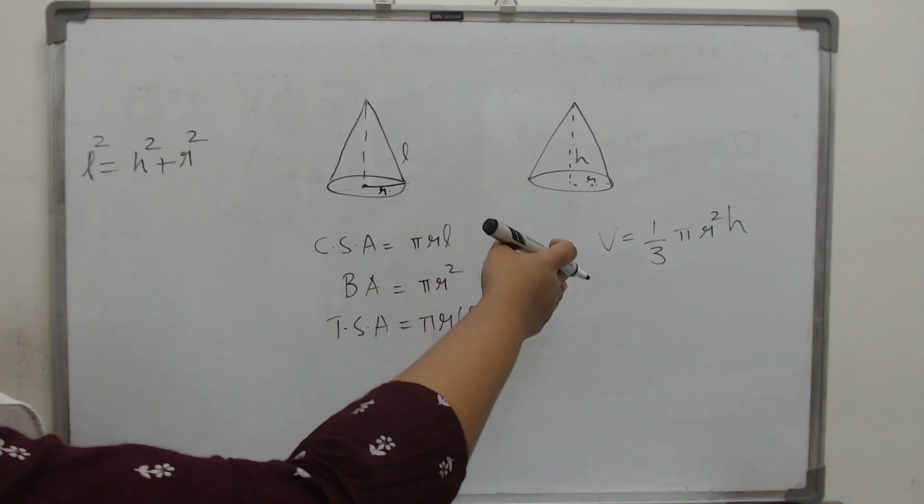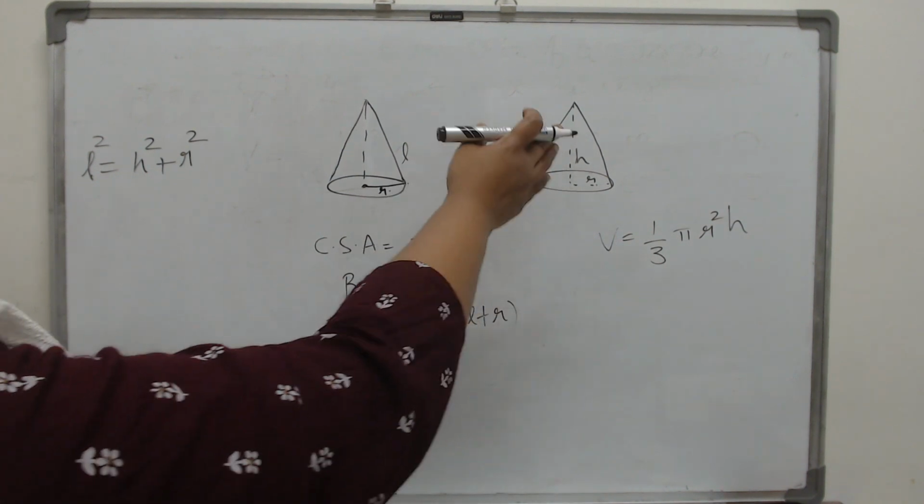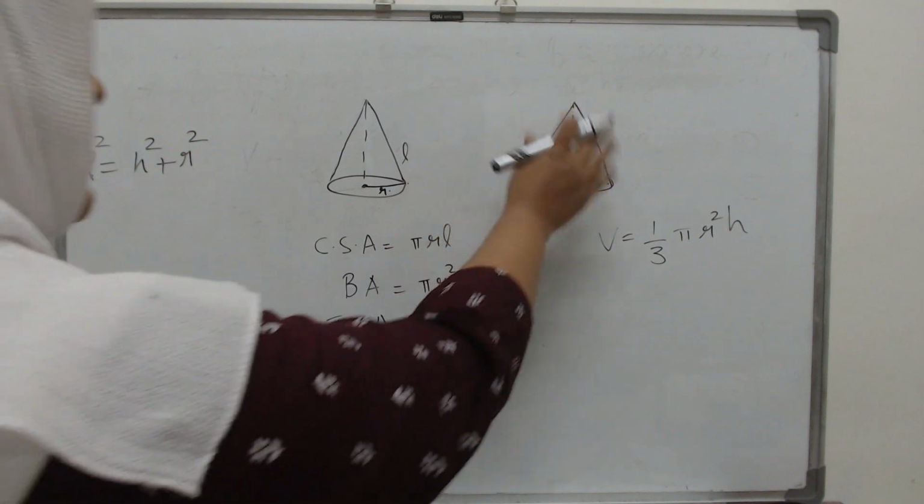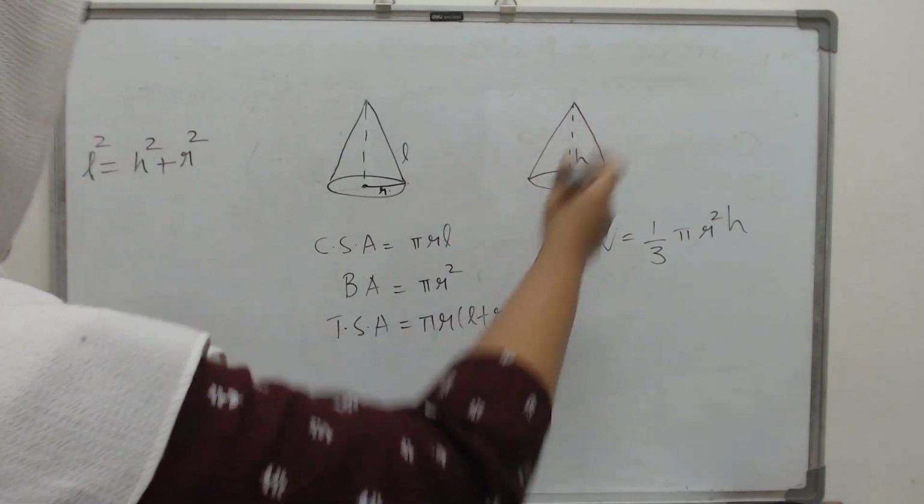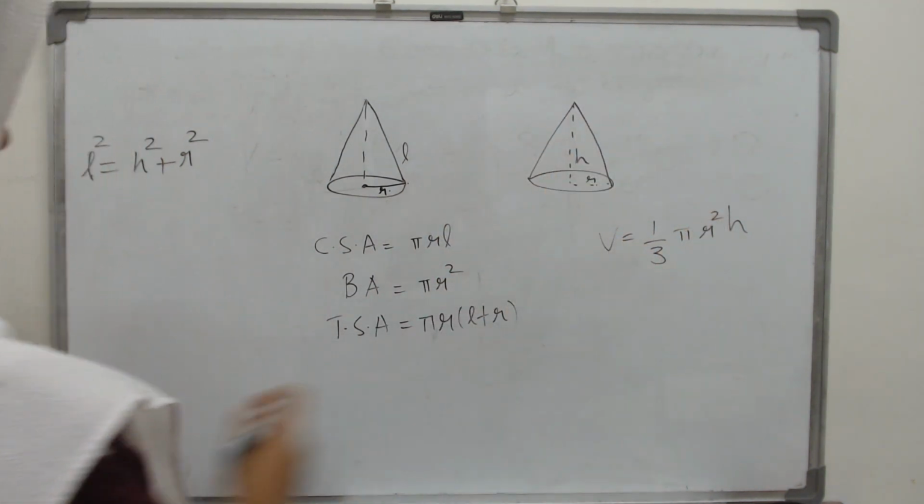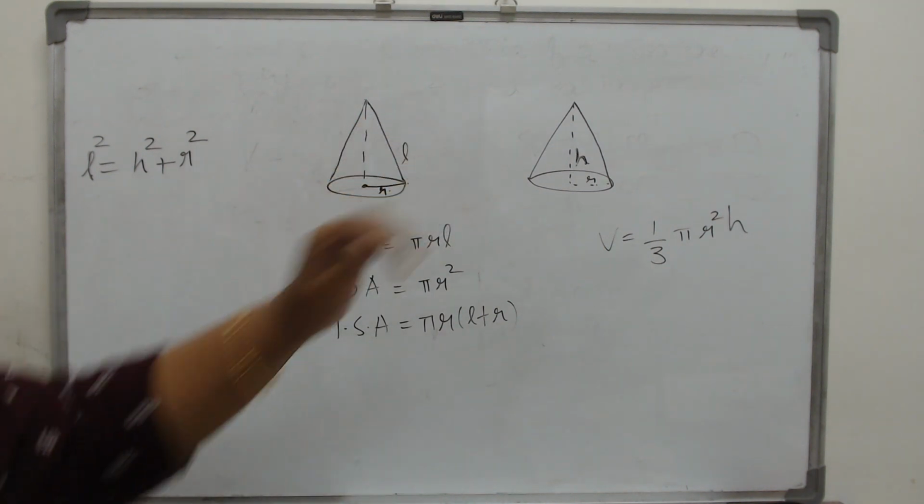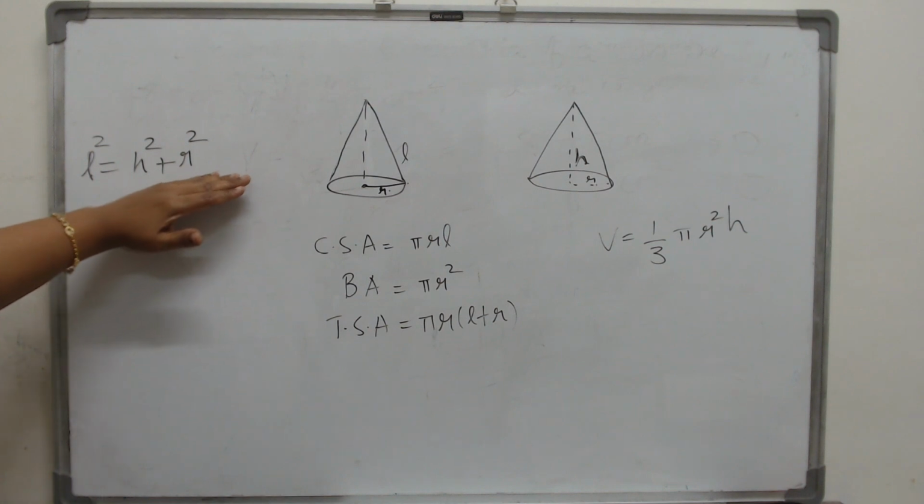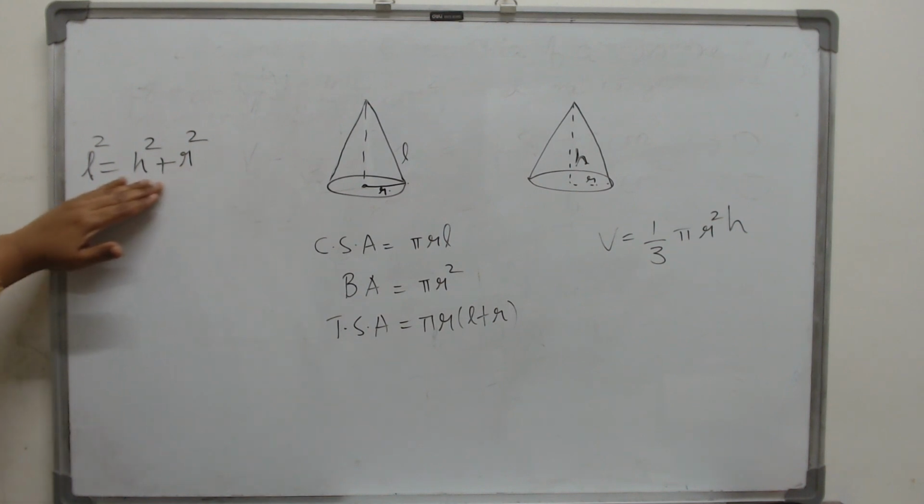Now what about the volume? Volume is how much you can fit into this solid figure. How much ice cream, how much oil, how much can this actually hold. That is 1 by 3 pi r square h. These 3 dimensions, you remember we started with a right angle triangle. So together they are related by this equation.